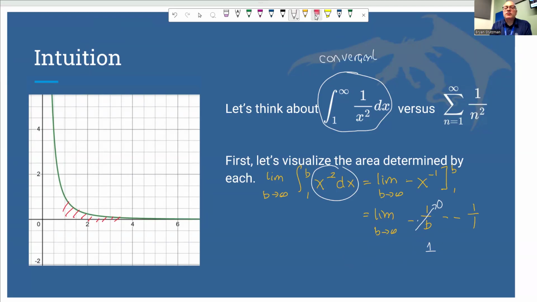So the area, this red area, is an area of 1. Well, the series is definitely not going to be the same as 1, but it's also going to be convergent because it's bigger than 1, and that series is going to be convergent also.